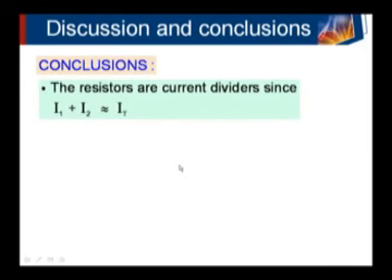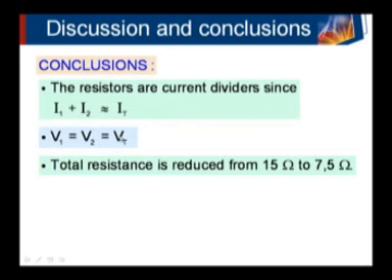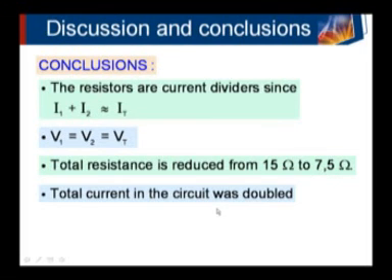The conclusions are as follows. The resistors are current dividers, since the current flowing through resistor 1 plus the current flowing through resistor 2 is approximately equal to the total current in the circuit. The voltage over resistor 1 was equal to the voltage over resistor 2, and both of them were equal to the total voltage. The total resistance in the circuit was reduced from 15 ohms to 7.5 ohms. The current in the circuit was doubled. This implies that it is a much more effective way to connect resistors in parallel than it is in series.